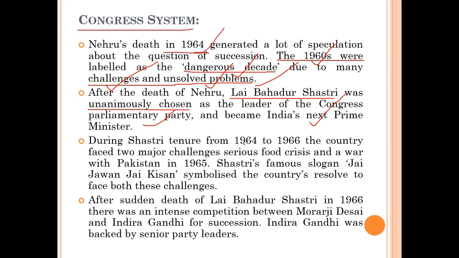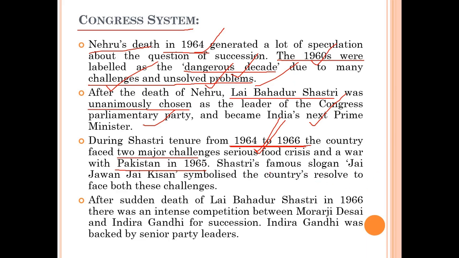During Shastri's tenure, 1964 to 1966, you can find when you compare Nehru's tenure with Shastriji's tenure that it was quite a short period. And in this period, two major challenges were faced. First, the war with Pakistan in 1965.